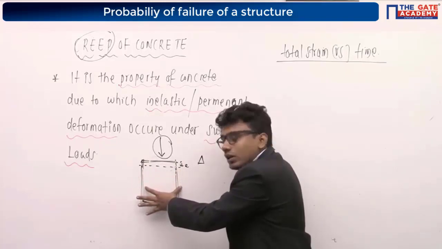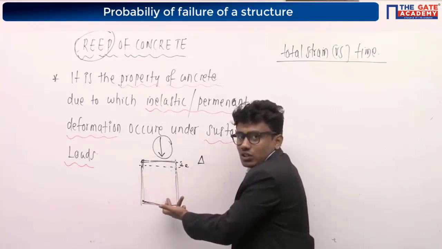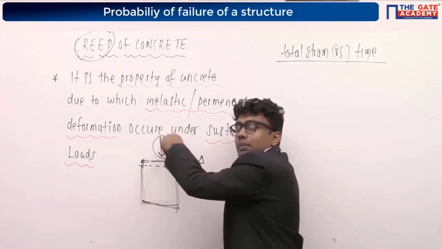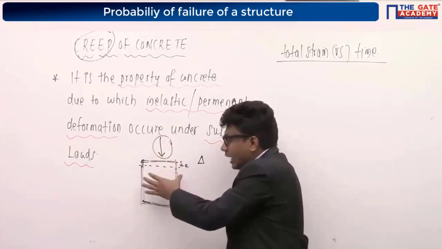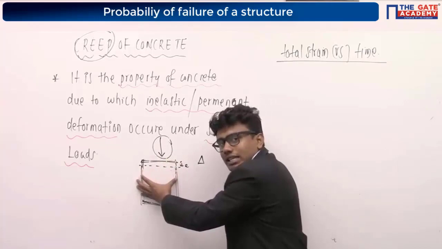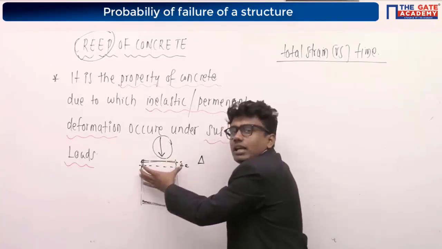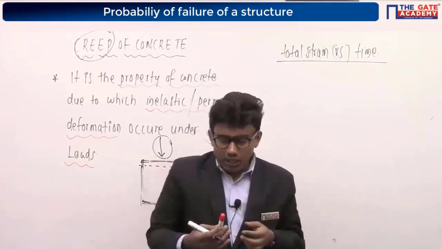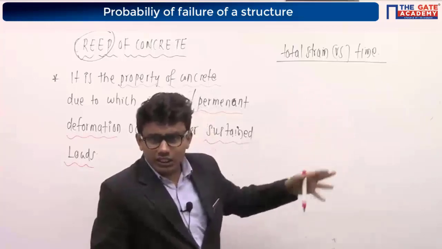On the removal of the load, some part of it will be regained. That's what is going to happen in this concrete structure, right? When a concrete block is there, when I apply the load, immediately there will be some deformation. And when I keep the load there for a long time, the deformation will keep on increasing with time. On the removal of the load, some part of it will be regained, right? So I'm trying to establish a relationship between the total strain occurring in the concrete versus time.